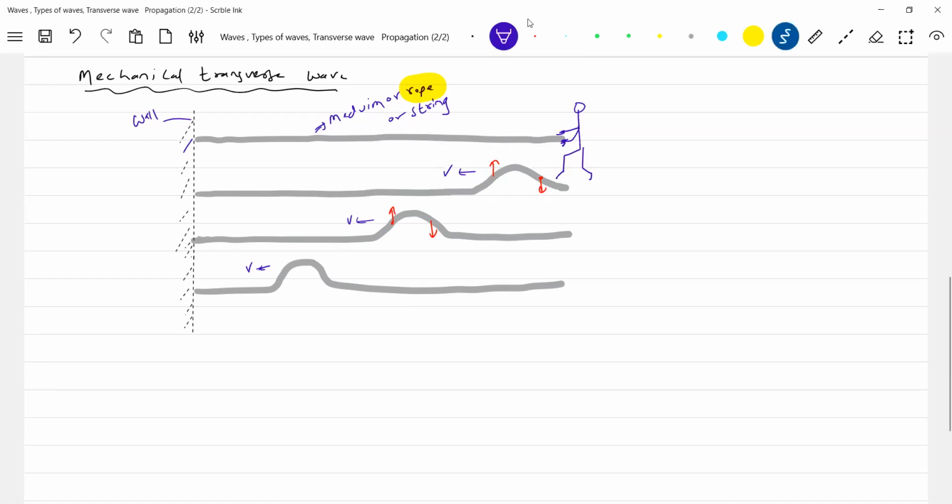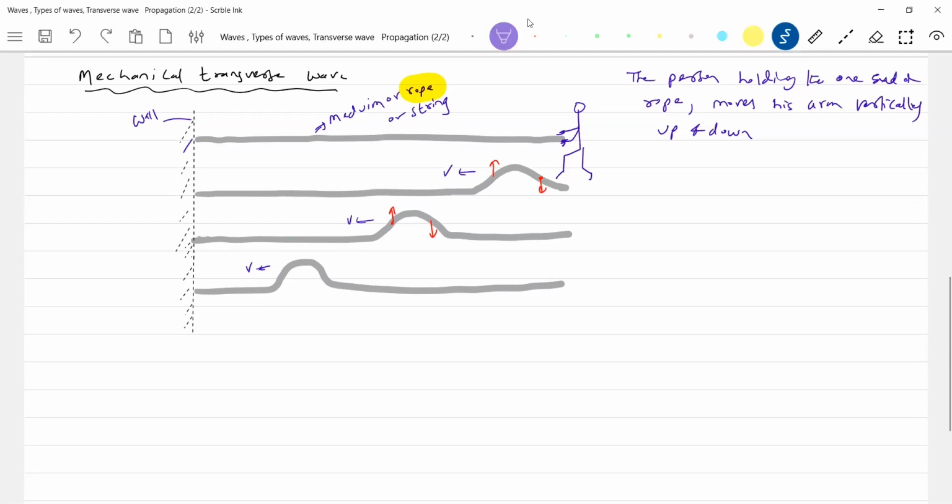So I'll put it here. The person holding one end of the rope moves his arm vertically up and down. So like how many times? In 1 second, some 5 times, or in 1 second, 2 times, or for 1 minute, you move that around 10 times. He moves his arm vertically up and down, or he will oscillate.